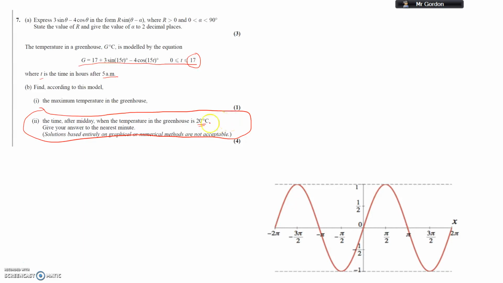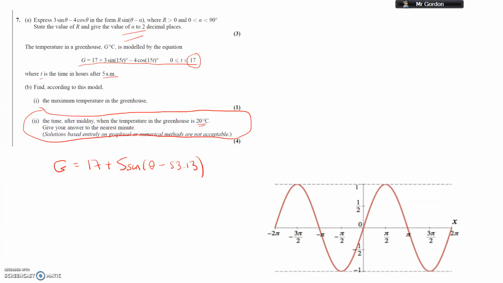So we need to write out the model again, but using the simplified version from the first part. So we've got G is equal to 17 plus 5 sine theta, and it was minus 53.13. That was the actual alpha value. I looked it up. Alright, I've forgotten. And I haven't got a calculator for this part either. So, see how we get on.